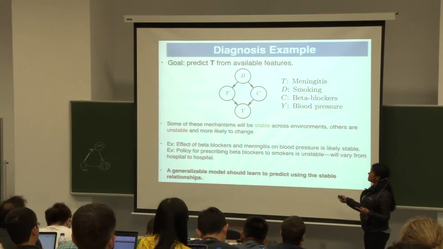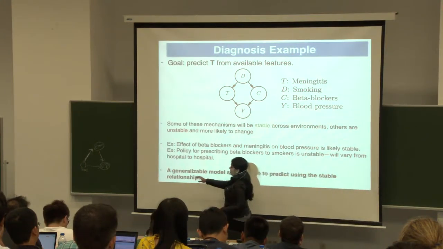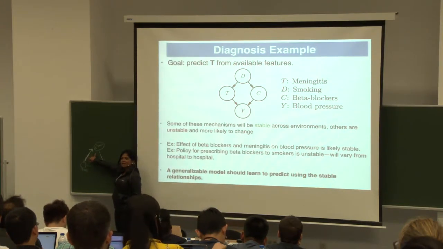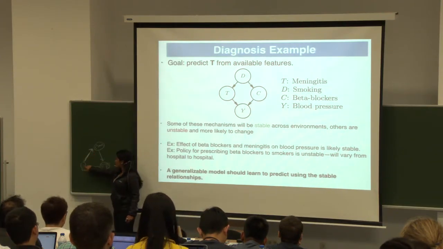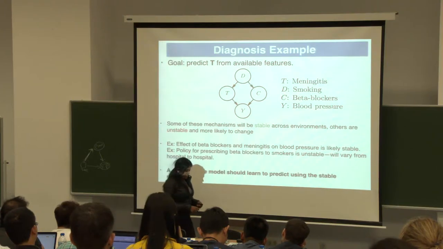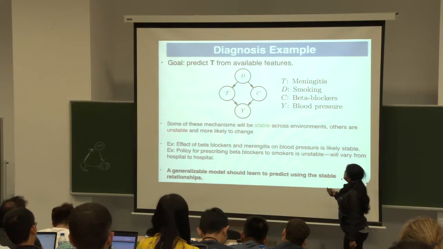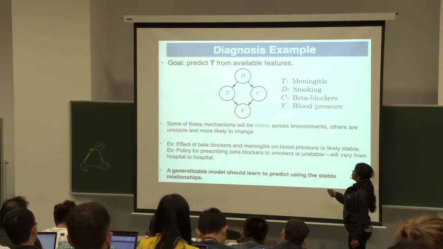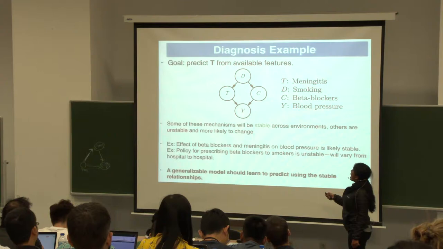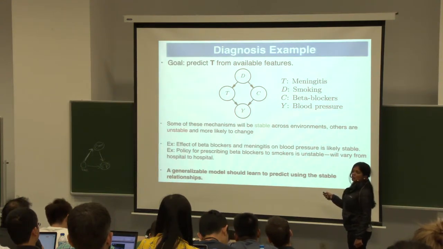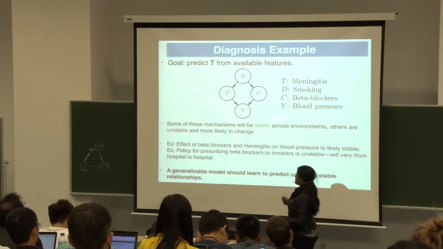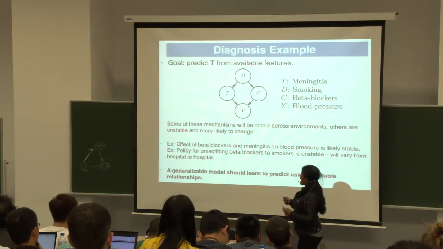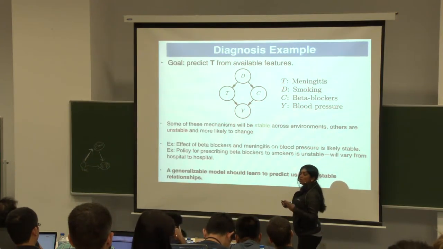In other words, this is the example of BMI. Up until now, we always assumed BMI was observed, and this is that example that I'm trying to recreate for you. But I'm going to now show you cases where BMI may not be observed. So in this example, d is smoking, c is whether or not you get a particular medication, a beta blocker, y is your blood pressure, and t is whether or not you have meningitis. So meningitis affects your blood pressure. I don't actually know if this is clinically true, but I just made up an example. And then whether or not you have a beta blocker also affects your blood pressure. So the thing you're trying to do is the following.